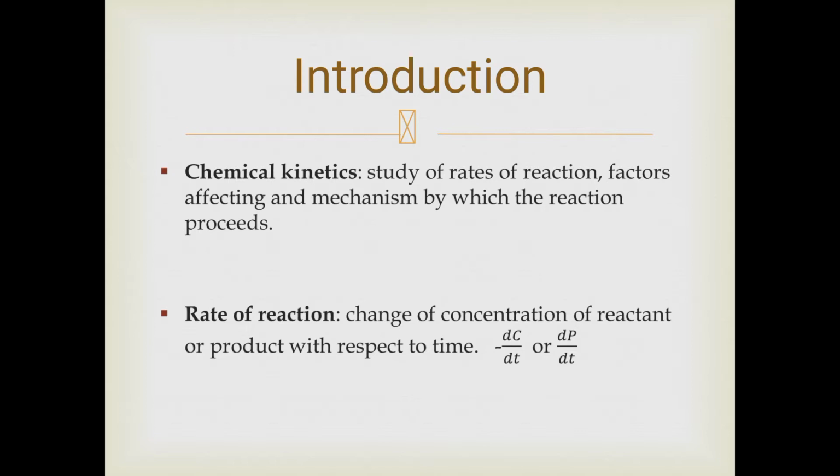So now let's move on to the rate of reaction. Rate of reaction is the change of concentration of reactant or product with respect to time. Whenever we deal with concentration of reactant, we write it as minus dC by dt. And whenever it is for product, it is positive dP by dt.